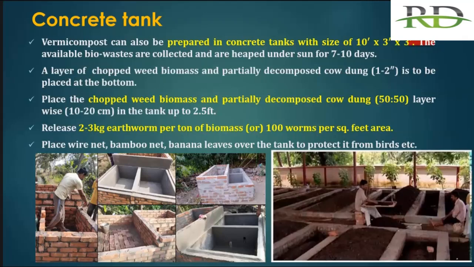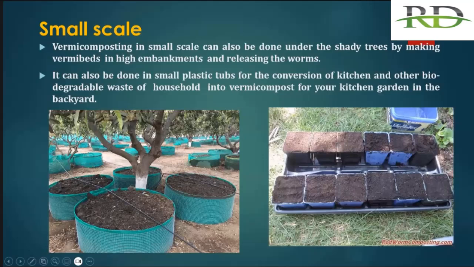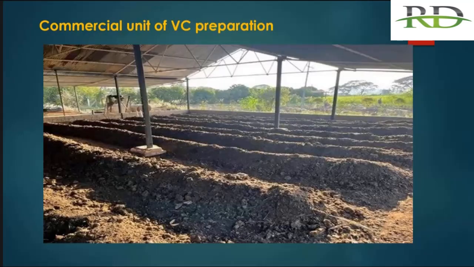This is a commercial unit of vermicompost preparation. Those who are preparing at large scale can put it in open space, but it needs higher maintenance, because the problems here are ants, mites, snakes, rodents. These are all the problems with this. But if they give higher maintenance, they can produce a large quantity of vermicompost. So mainly those who are doing commercial production make this type of roof.